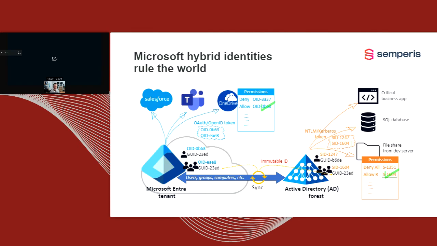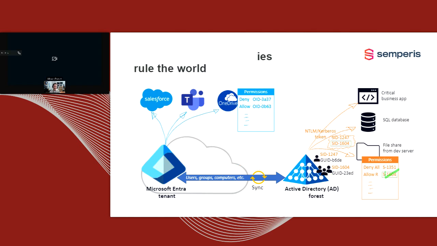And then those object IDs are part of the OAuth OpenID Connect token, the OAuth token, that then goes into the permissions for the SaaS applications like Salesforce or OneDrive. Very, very similar, analogous to what's going on premises. Well, the challenge is what happens if something goes wrong in these identities, if something breaks in them.